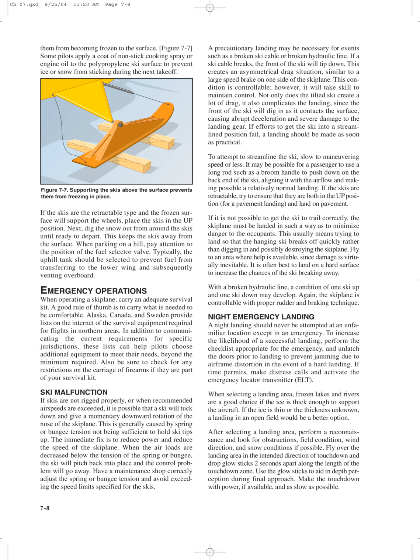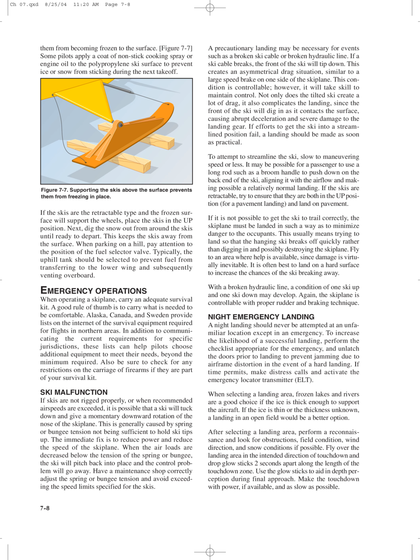If it is not possible to get the ski to trail correctly, the skiplane must be landed in such a way as to minimize danger to the occupants. This usually means trying to land so that the hanging ski breaks off quickly rather than digging in and possibly destroying the skiplane. Fly to an area where help is available, since damage is virtually inevitable. It is often best to land on a hard surface to increase the chances of the ski breaking away. With a broken hydraulic line, a condition of one ski up and one ski down may develop. Again, the skiplane is controllable with proper rudder and braking technique.